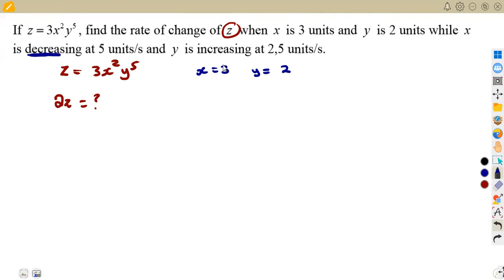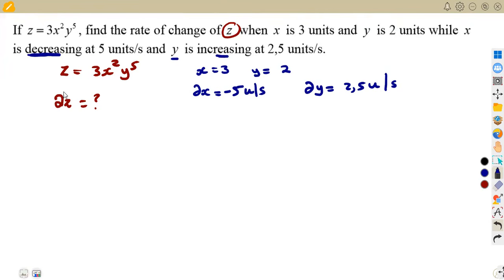So it means the rate of change of x is decreasing. We are given its rate of change, which is what? -5. A decrease is a negative, which is units per second. Remember, the rate of change is units per unit time, which is per second. And y is increasing, so the rate at which y is affected is an increase, and an increase is a positive. So it's 2.5 units per what? Per second. It's a positive.